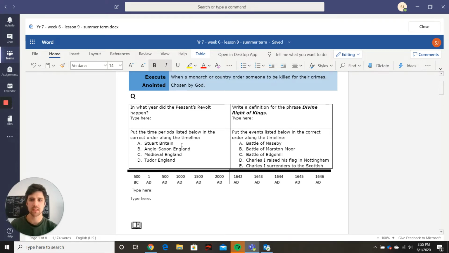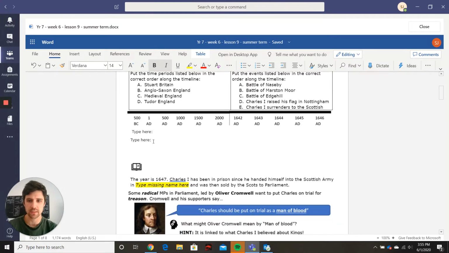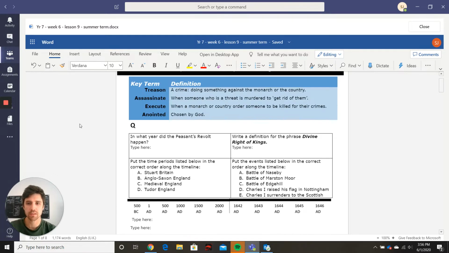There are four questions there. You need to answer the top two questions and then put these events in order along the timeline where it says type here underneath. Should take you about 5 minutes at least. Pause the video here, complete the quiz tasks now. Okay, let's go through those together.